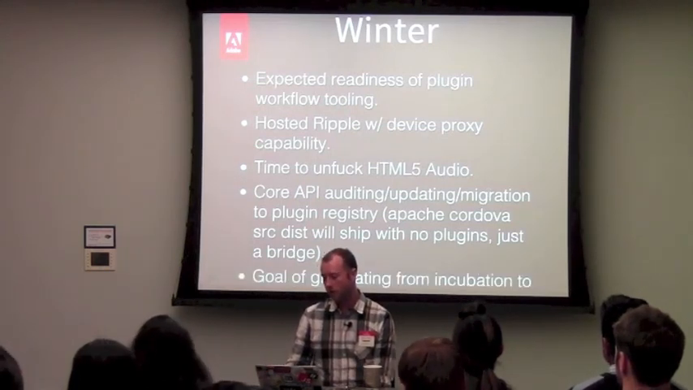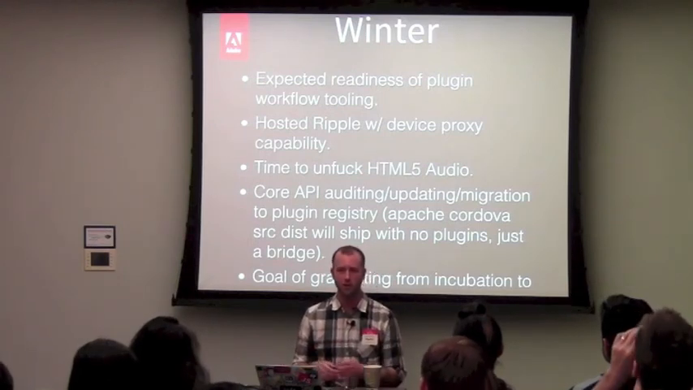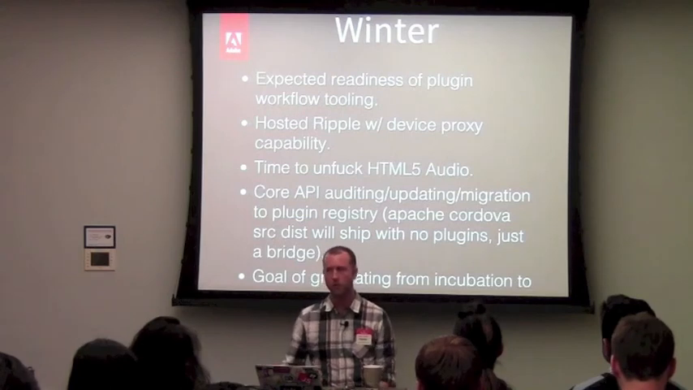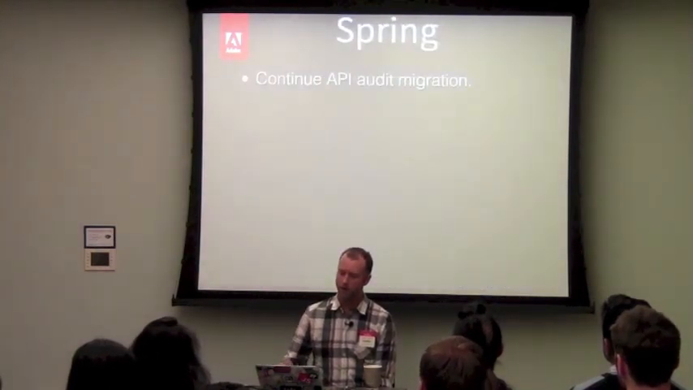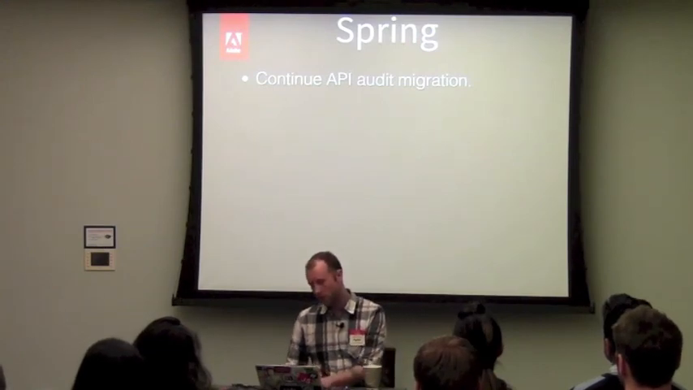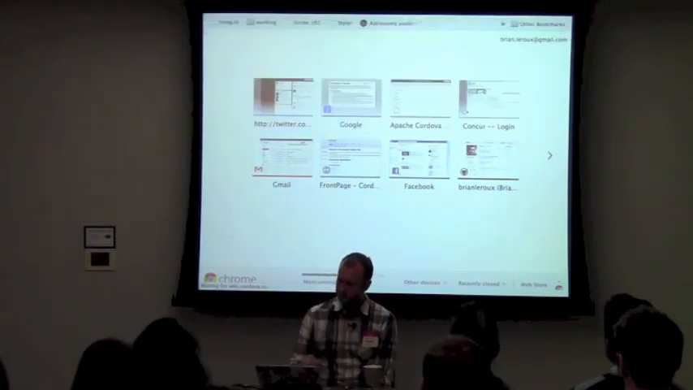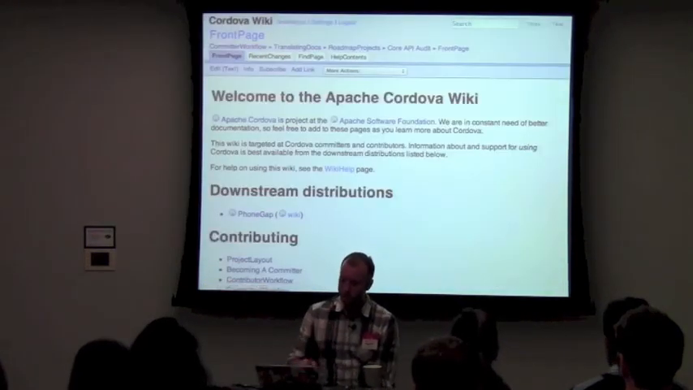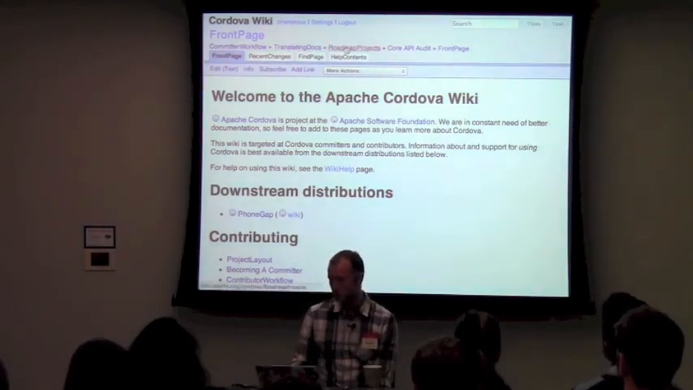We had a goal to graduate from incubation at Apache. Apache has this weird sort of ceremony where you have to be incubated before you can become a top-level project. We've already graduated. In the spring, we imagine we're still going to be auditing our APIs. And actually, I should show you this too. If you go to wiki.cordova.io, you can see all of the things that we're up to. If you want a more unfiltered view of our roadmap, you can look at that.